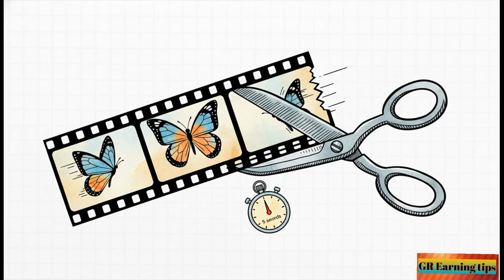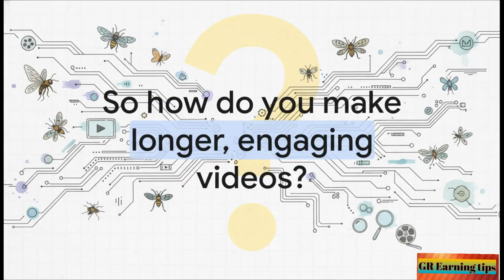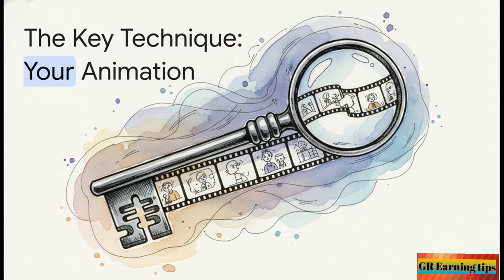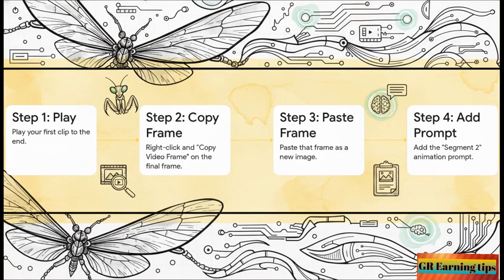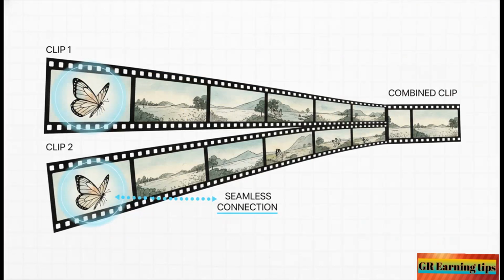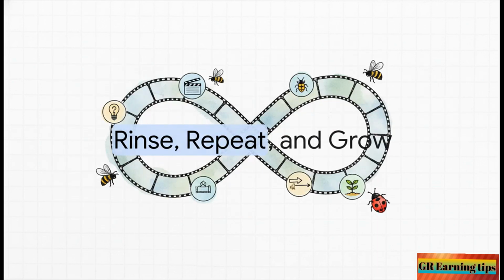Okay, a quick heads up. These free tools usually only make clips that are a few seconds long. So, the big question is, how do you turn that into something longer and more engaging? Well, this next trick is the secret sauce. It's how you make everything flow together seamlessly. All you do is copy the very last frame of your clip and use that as your new starting image. This creates a new clip that picks up exactly where the last one left off. Stitch them together, done!